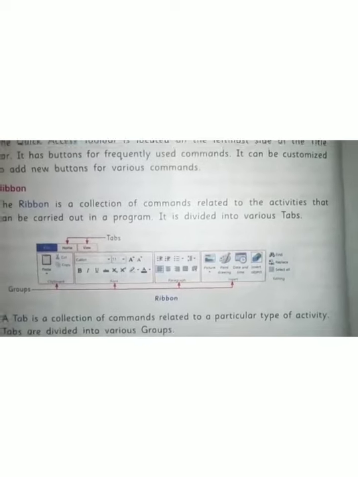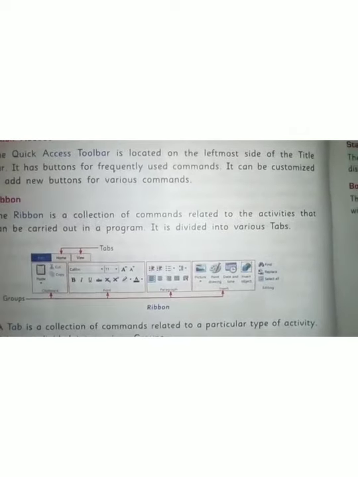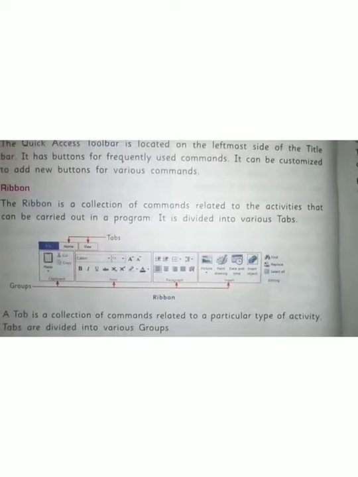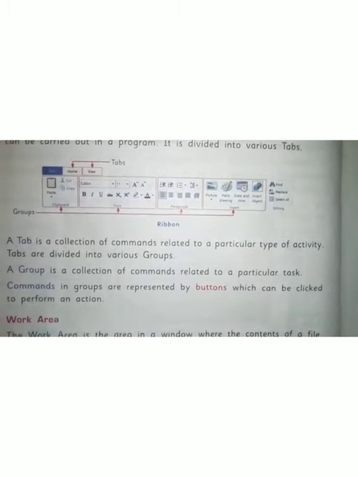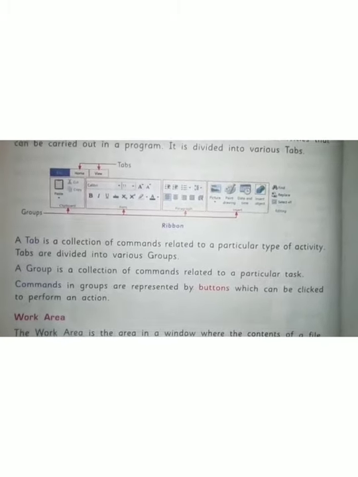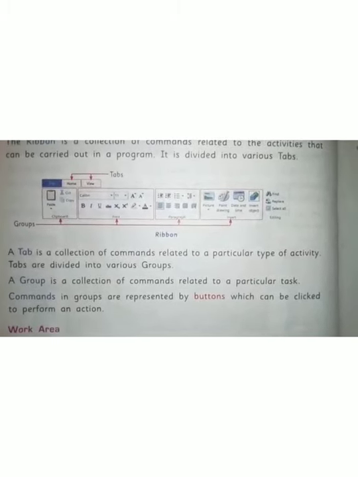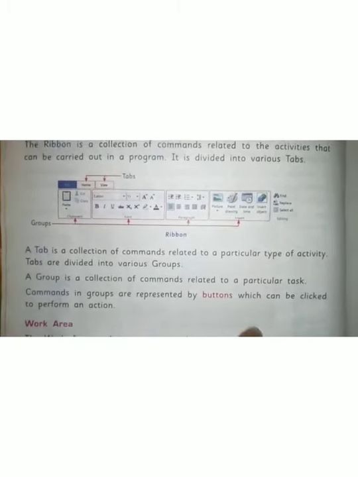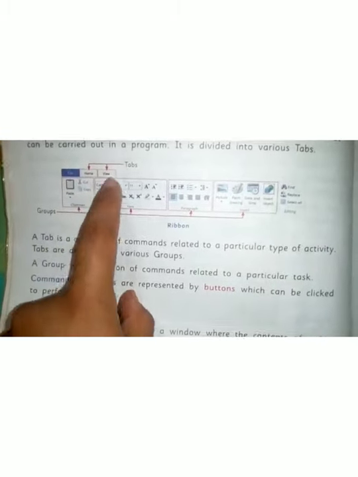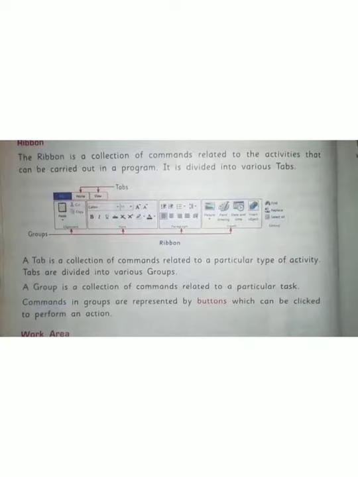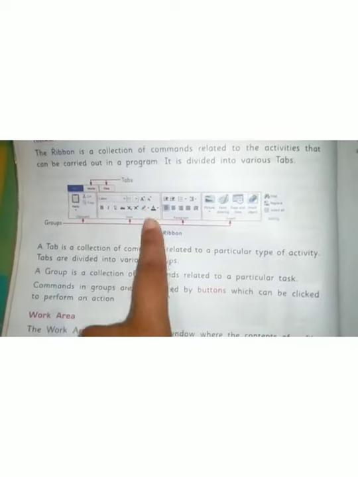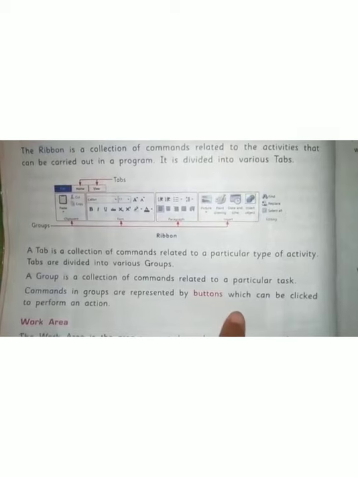It is a collection of commands related to activities that can be carried out in a program. It is divided into various tabs. A tab is a collection of commands related to a particular type of activity. Tabs are divided into various groups. A group is a collection of commands related to a particular task. See, you can see there are tabs. Under tabs there are various groups. Now under a group there are commands. Commands in a group are represented by buttons which can be clicked to perform an action.